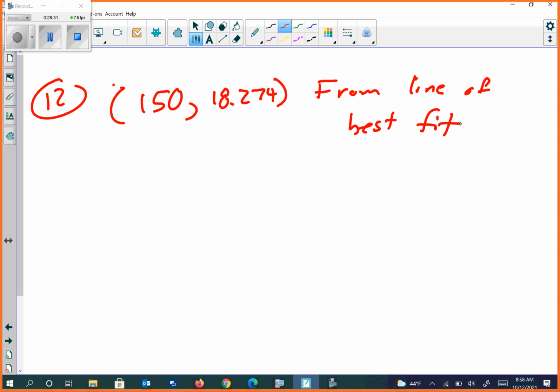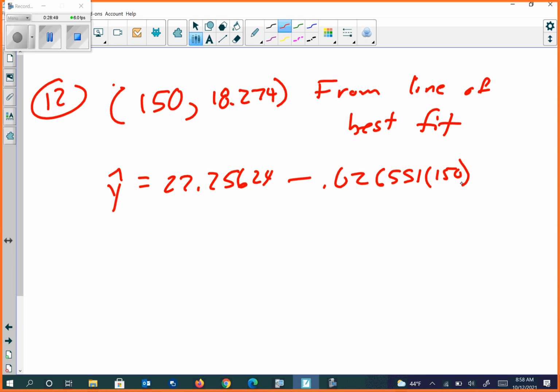Okay. So if I take my equation, y hat equals 22.25624 minus 0.026551, and I plug in times 150. Someone do that on a calculator for me quickly. 18.273.